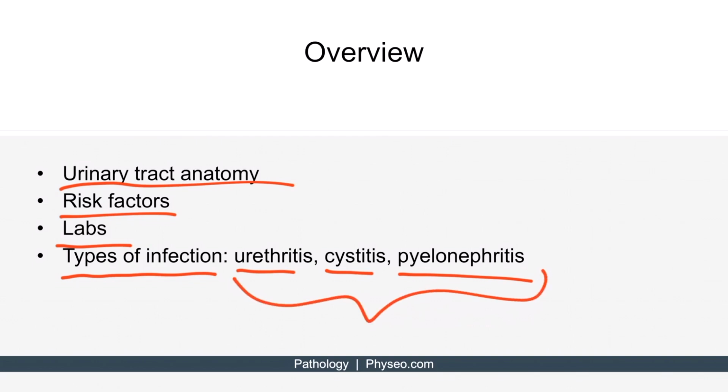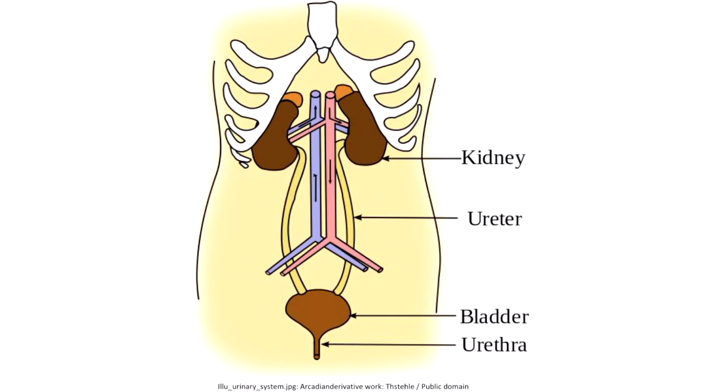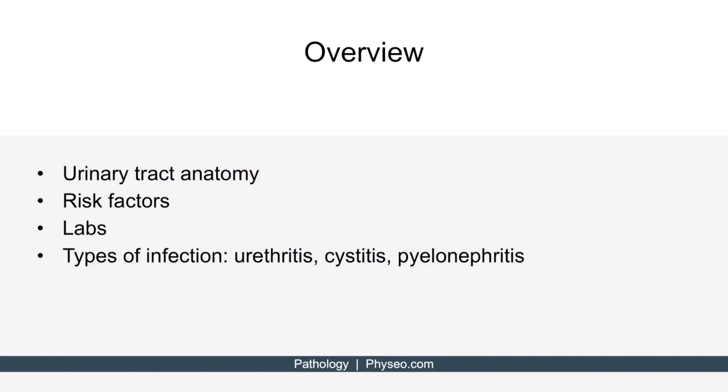Let's get started. This is an image showing the main parts of the urinary tract. Before talking about where patients can get infections, it's important to understand the anatomy. These are the main parts: the urethra, the bladder, the ureters, and the kidneys. With that brief anatomy review, let's go over the risk factors for UTIs.